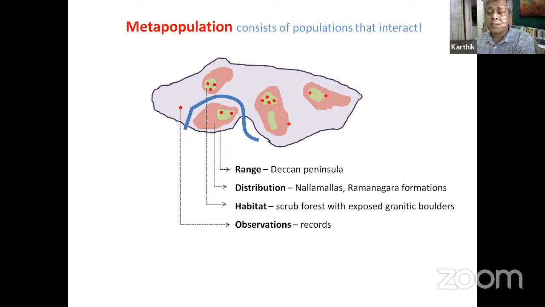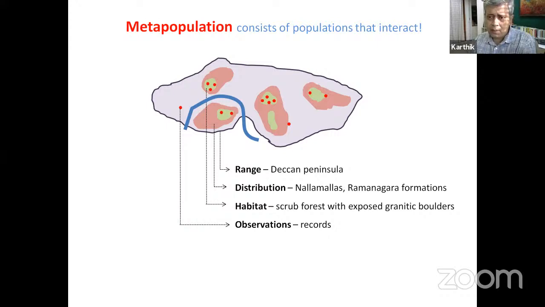Now, how do populations interact? You know how people interact. We speak to each other, right? We speak, we meet, we exchange things between us. Like if we have a lunchbox, we open it and we share the food with others. So that is how we interact.